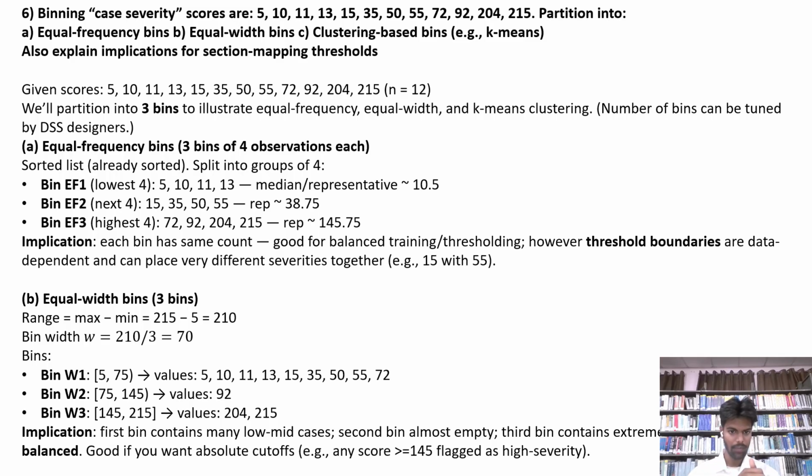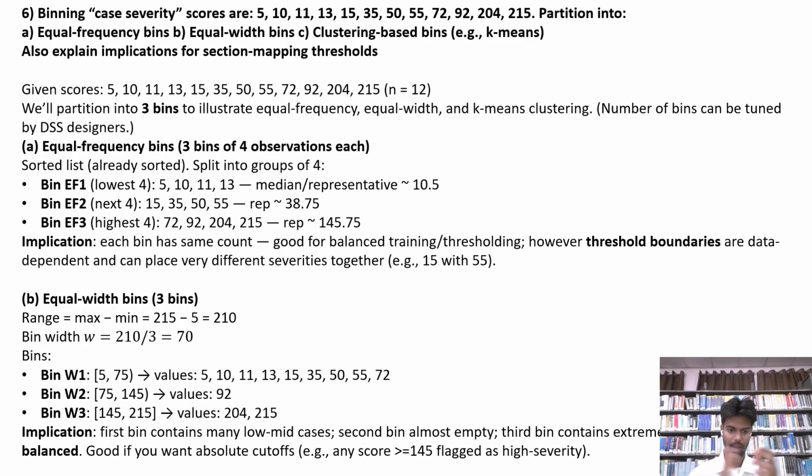The number of data points that we were given was 12, so we divide them into 4 each, to make three bins: EF1, EF2, and EF3. Implication: each bin has the same count, good for balanced training and thresholding. However, thresholding boundaries are data dependent and can place very different severities together. Example: 15 with 55.